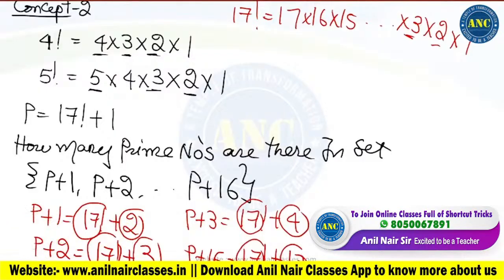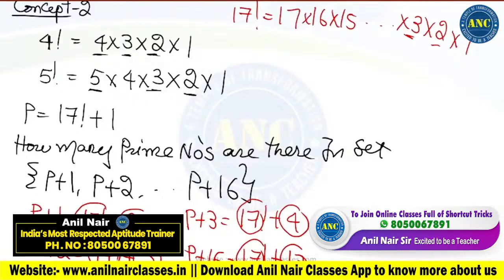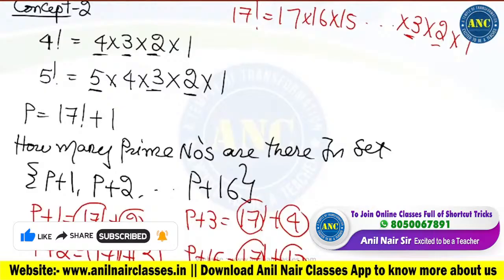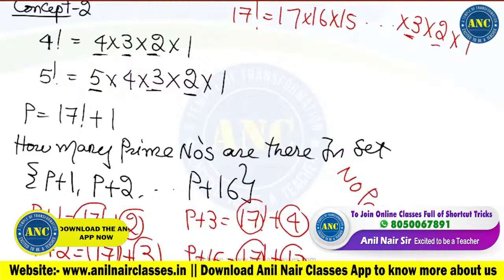First case, P plus 1 is giving an even number. Second, P plus 2 is divisible by 3. P plus 3 is an even number. P plus 16 is divisible by 17. So none of the values is giving a prime number. No prime numbers are there in the set.